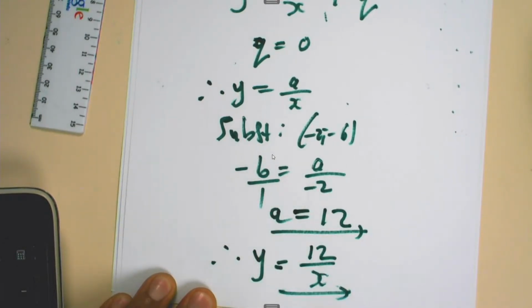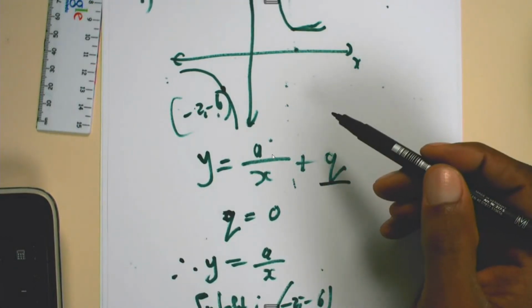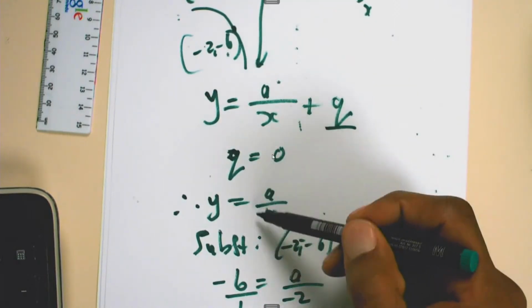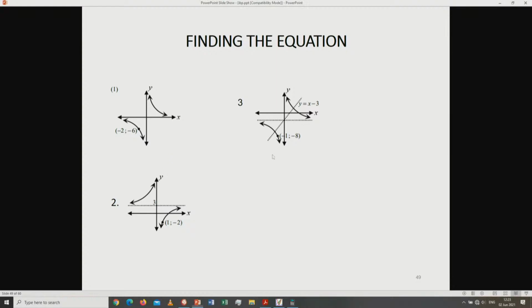Do you have it? Yes. The first thing that you do, you identify what is q from the graph. Then after that, now we have seen the q. Then from there, you can substitute a point from the graph.